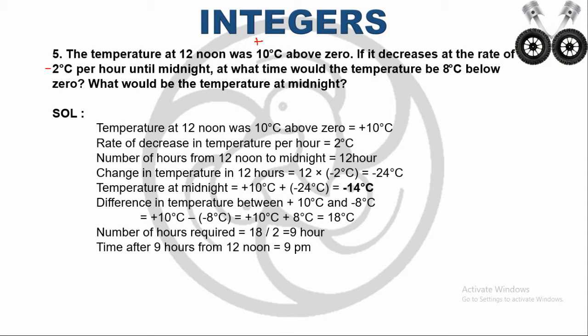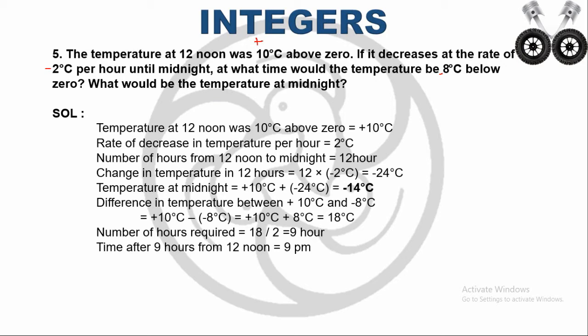So what is the first question asked here? At what time would the temperature be 8 degrees Celsius below 0? That is, whenever the temperature will be minus 8 degrees Celsius, we have to find the time. And the second question is, what would be the temperature at midnight? So at midnight, what is the temperature? We have to find the answer for both the questions.